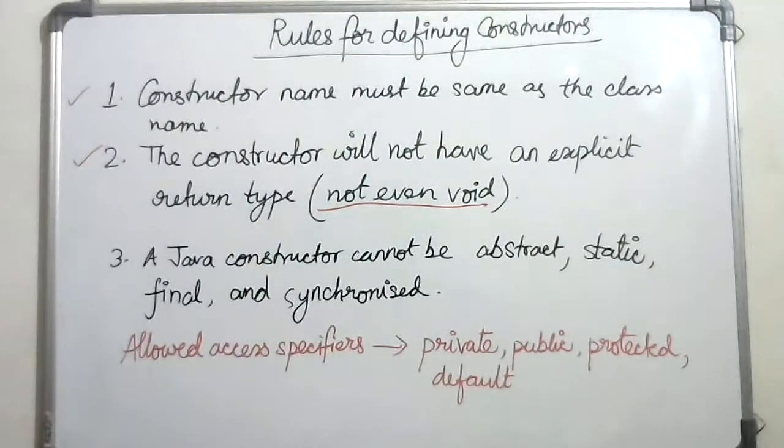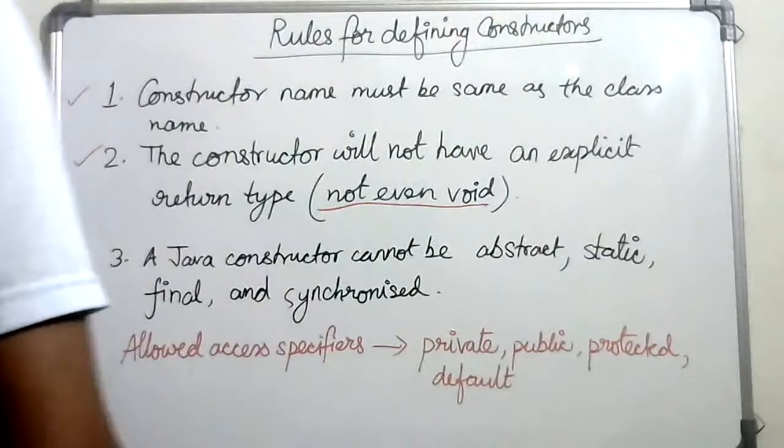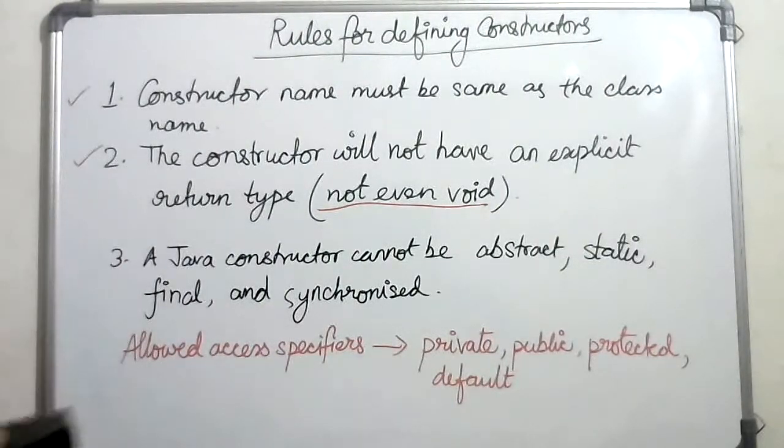Okay. Remember these three rules. The first rule and the second rule are the most important ones. The third rule is optional, but it's good to know if they ask you something on this. So it's better to know. But the first and second rule is a must. You must remember them. Those are the basic rules for defining a constructor. So those are all the rules.